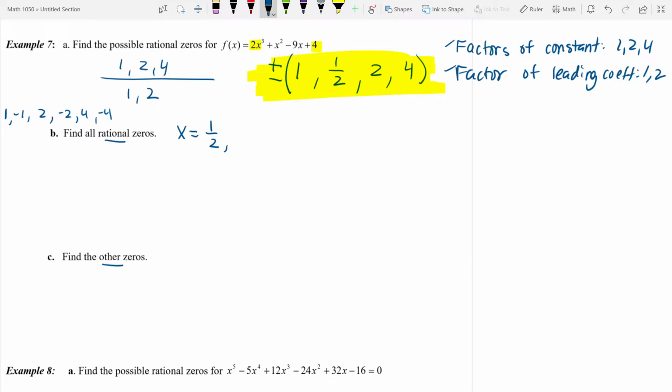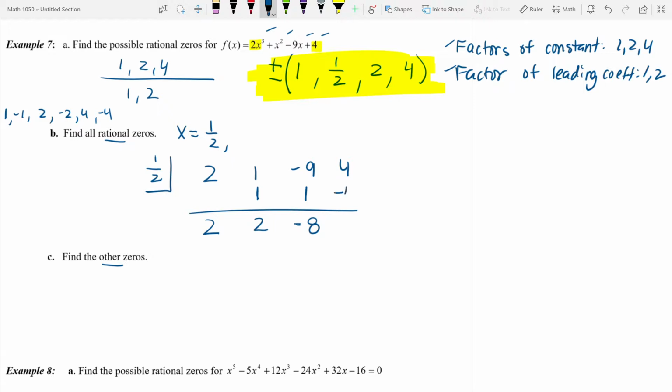Okay, let's do synthetic with a 1/2. You have a 3, a 2, a 1, a constant, you're good to go. So 2, 1, -9, 4. Draw your line. The 2 comes straight down. You guys, please don't be afraid of multiplying by a 1/2. It's the same thing as dividing by, tell me, 2. So you just go 2 divided by 2 is 1. 1 plus 1 is 2. 2 divided by 2 is 1. -8 and a -9 and a +1 is a -8. -8 divided by 2 is -4.